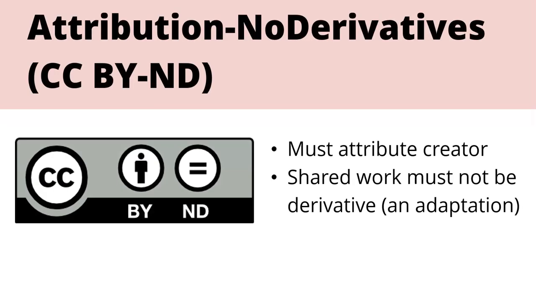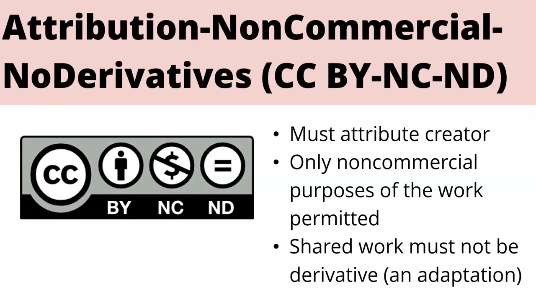The Attribution NoDerivatives license allows people to use the unadapted work for any purpose as long as they give attribution to the creator. And finally, the Attribution Non-Commercial NoDerivatives license is the most restrictive one. This allows people to use the unadapted work for non-commercial purposes only, and only as long as they give attribution to the creator.